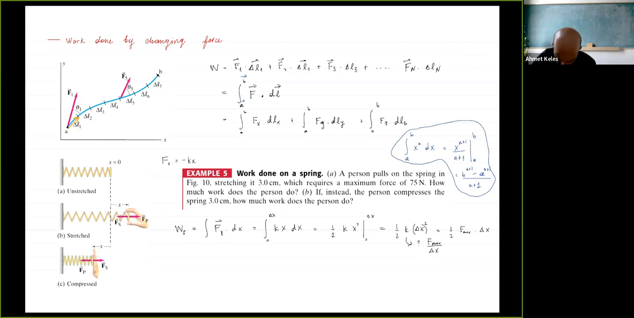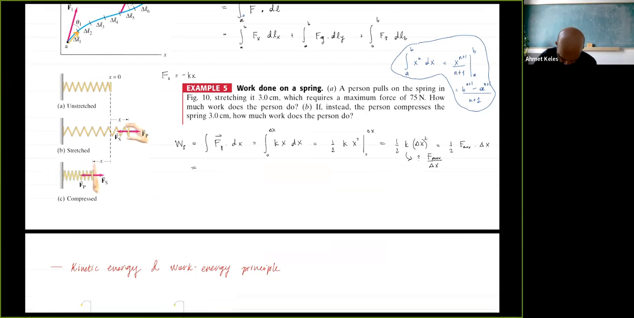Now I have everything. I know the maximum force, 75 Newton, and the maximum stretch, 3.0 centimeters, and I know 1/2, so I can calculate this. What I found is something like 1.1 joules. Maybe you can check that. 1.1 joules. If any corrections, let me know.